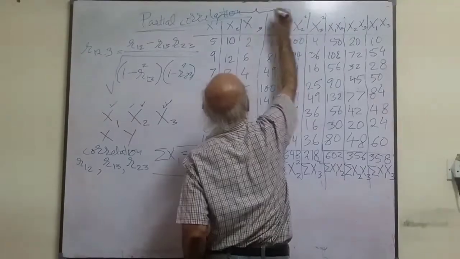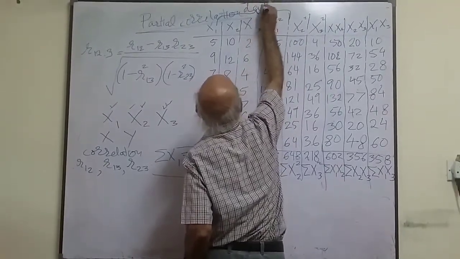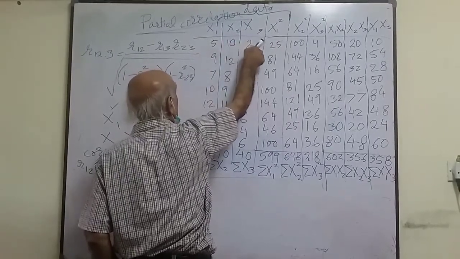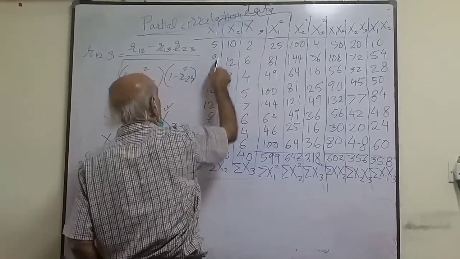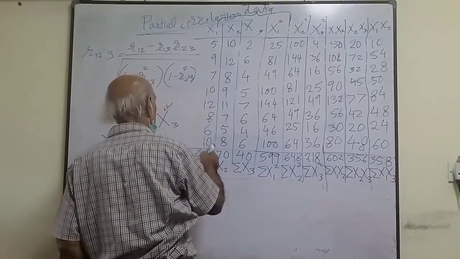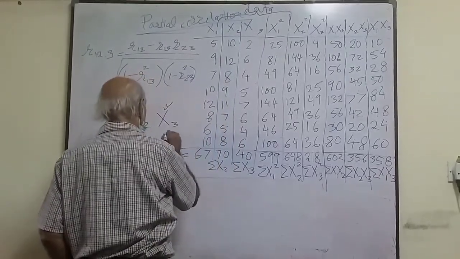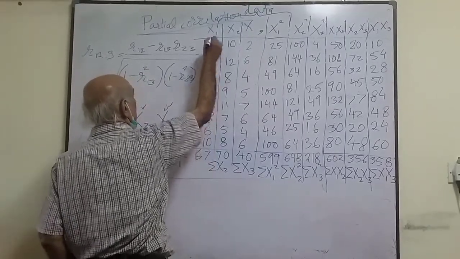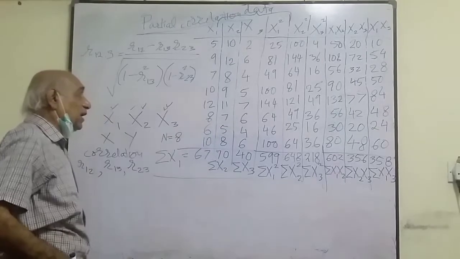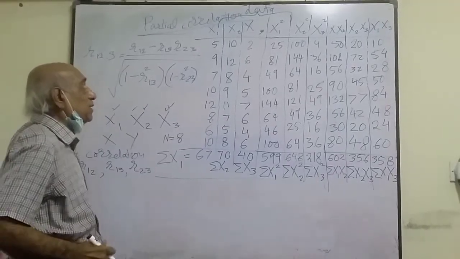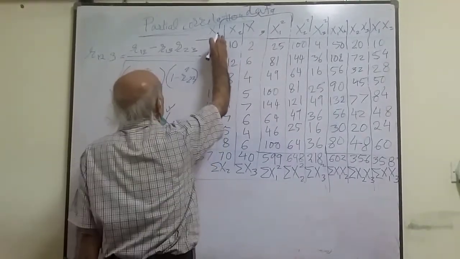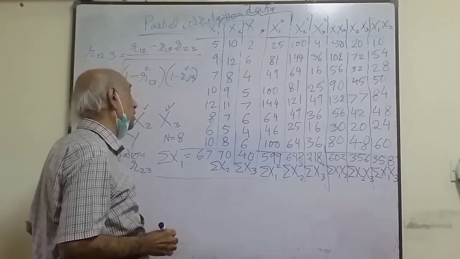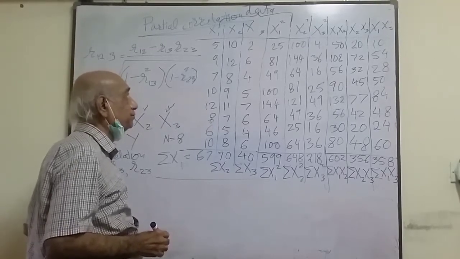This is your data. Data has three variables, x1, x2, x3. These are the values, 8 values. N is equal to 8. Right? N in this case is 8. So we need the first three columns, which are the values of the variables of the given data.